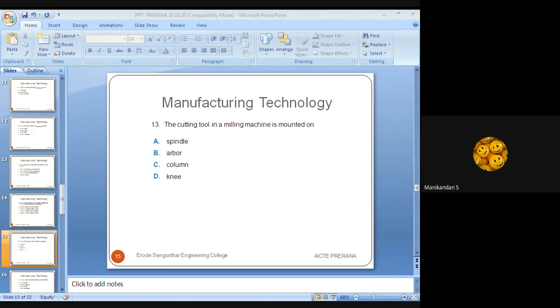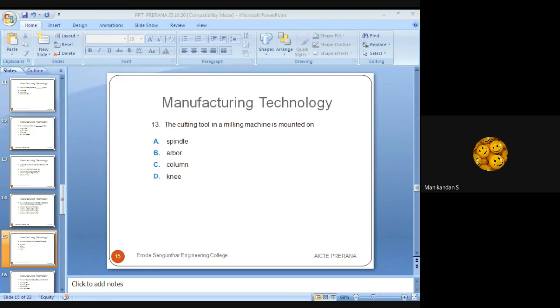The cutting tool in a milling machine is mounted on the arbor. Actually, an arbor is a type of machine element. It is below the spindle, and the tool is mounted in that place. It is mostly used in horizontal milling machines. Okay.